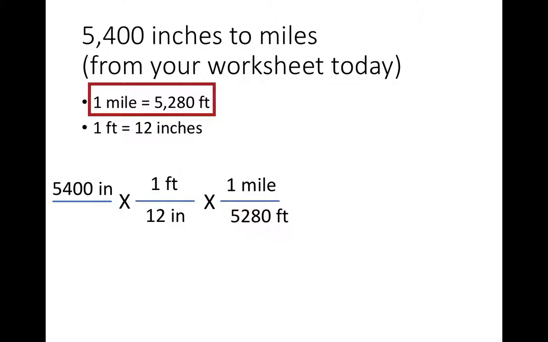Let's start canceling out units to double check and confirm that we have miles. So inches and inches cancel out. I've shown that in red. Feet and feet cancel out. I showed that in blue, which leaves me only with miles as the answer. So multiply everything at the top, 5,400 times 1 times 1. Multiply everything at the bottom, 12 times 5,280, and then divide the 2. The slide says 0.83 miles.